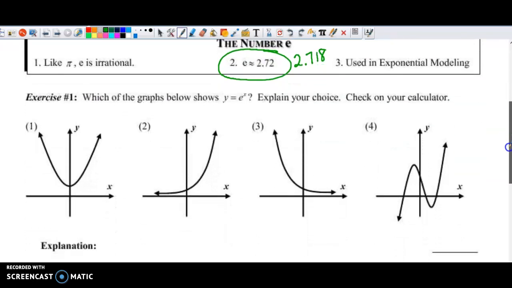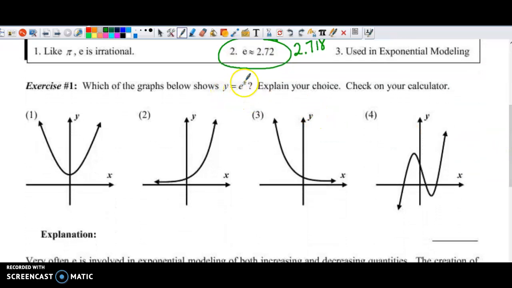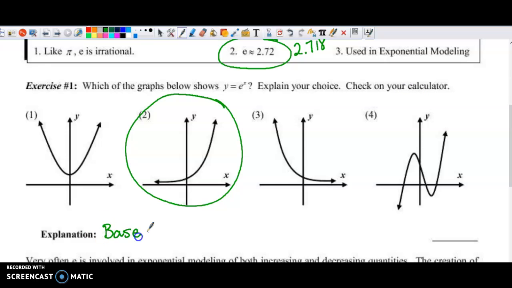Which is actually why, if we look at the graphs of y equals e to the x, the correct answer on this one is option 2. And you can check with your calculator, you can actually learn from your calculator, but the reason for that is if you think back to when we did the base problems, and e is the base, and since we just said that e is about 2.718, that number is bigger than 1, that's showing exponential growth.